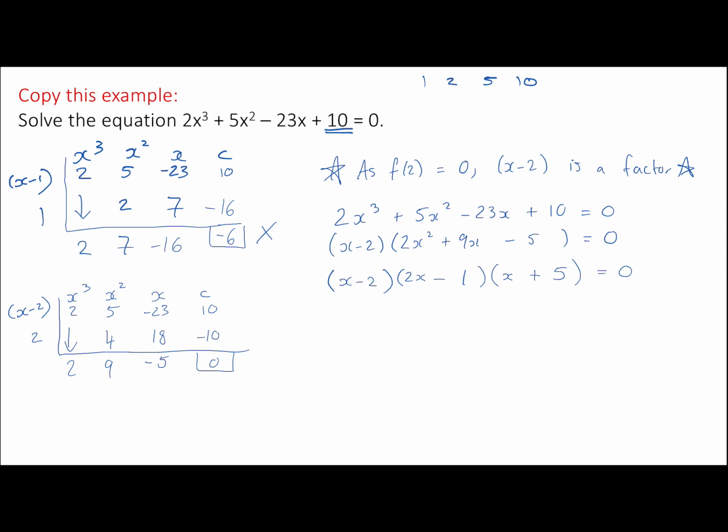So I'm going to have 2x here and x here. Looking at this one, we're going to have 1 here and 5 here. That'll be negative 1 and plus 5.